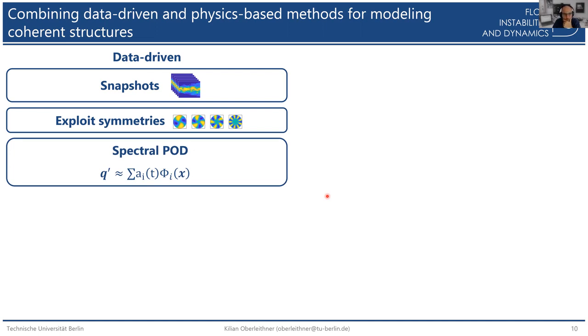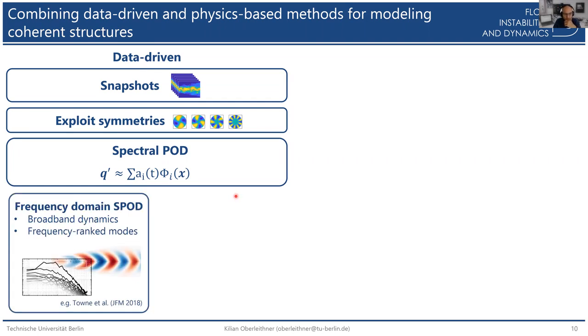Then what we typically do is a POD or a spectral POD, where we decompose our fluctuating field into time coefficients and spatial modes. And we use basically 2 versions of this approach. The one we term frequency domain SPOD, which has also been reviewed very nicely by Towne et al. This methodology, which is basically a frequency decomposition of your data and then a POD analysis, is very suitable for broadband dynamics, and it gives you frequency ranked POD modes.